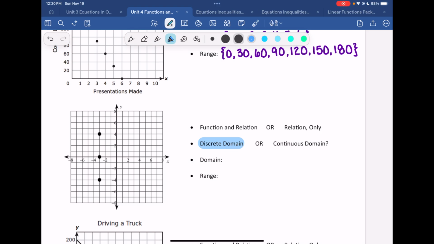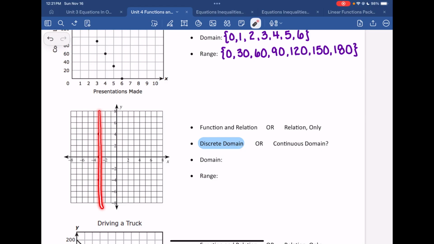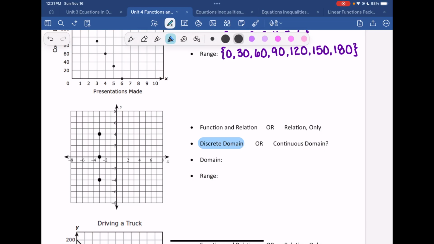But this is not a function, because if you draw a vertical line through x equals -3, notice how it touches the graph at more than one point. It touches it 3 times. So that means that the same x value of -3 has multiple y values associated with it. That's not a function. It doesn't pass the vertical line test, and it means that there are multiple y's for a single x. So this is only going to be a relation.